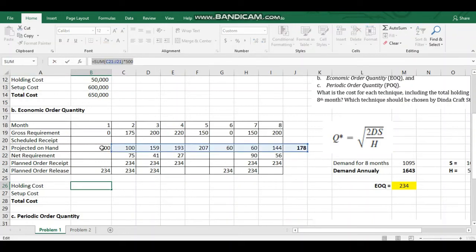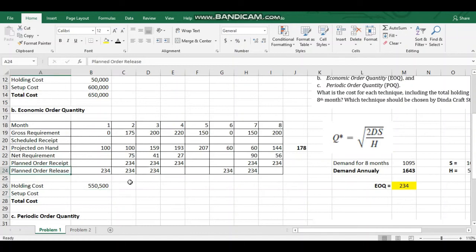So to find the holding cost, you have to sum all of the inventory, or projected on hand, starting from the second month until the end of our inventory, our ending inventory here. You have to sum all of them and then multiply with 500. So our holding cost is 550,500. And for the setup cost, you have to look at the planned order release.